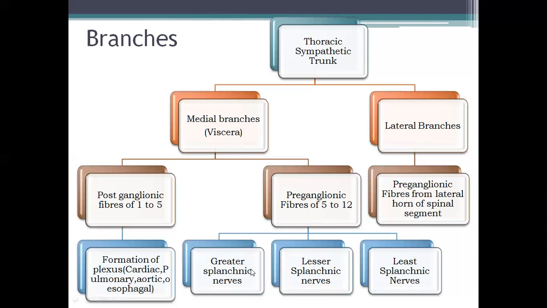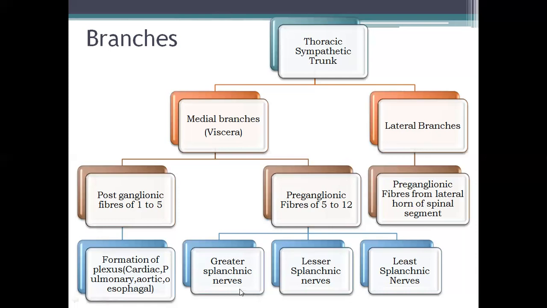As these names indicate, the nerve distribution also varies accordingly. The greater splanchnic nerve is formed by the 5th to 9th ganglia, whereas the lesser splanchnic nerve is formed by the 10th and 11th ganglia, and the least splanchnic nerve, or the lowest splanchnic nerve, is formed by the 12th ganglion. What do these supply?